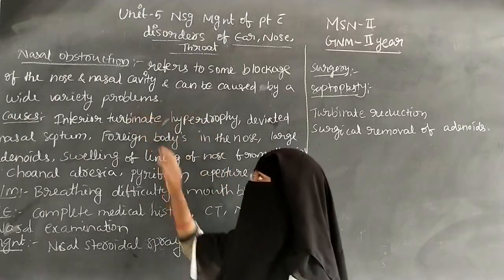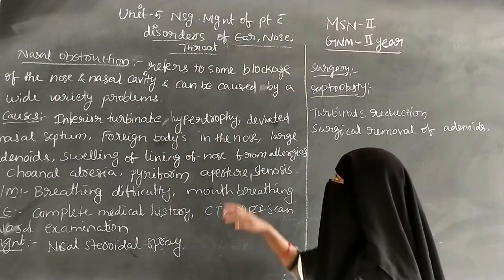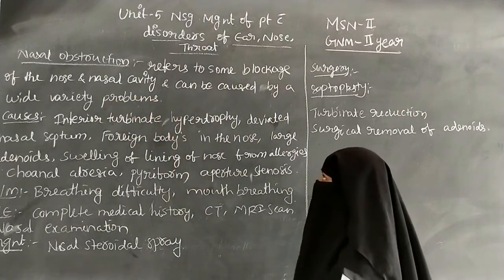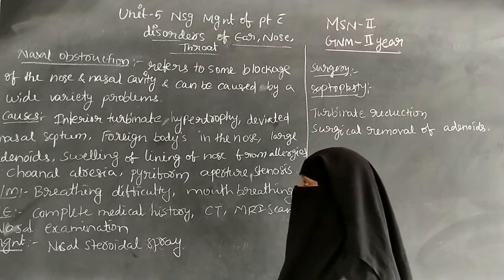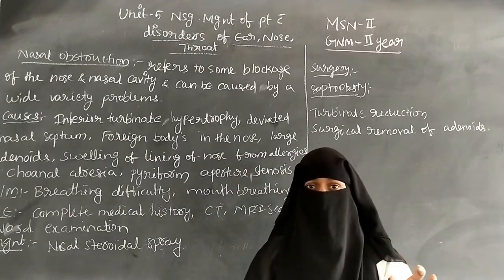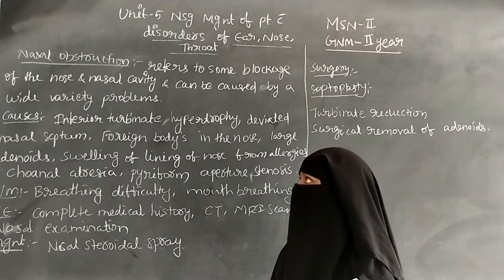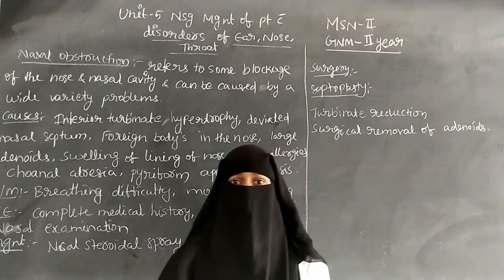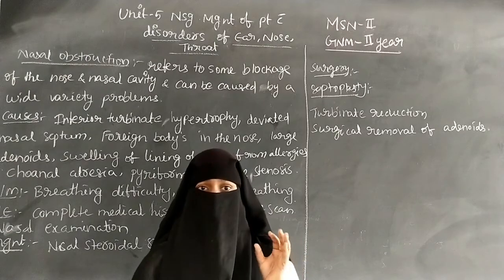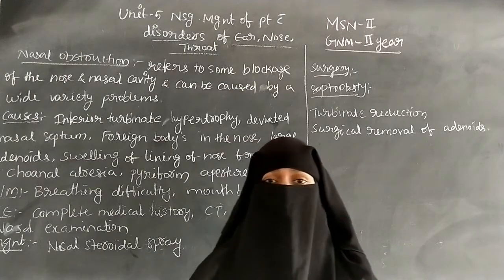The definition of nasal obstruction: it refers to a blockage of the nose and the nasal cavity and can be caused by a variety of problems. So nasal obstruction means there is a blockage in the nose or the nasal cavity because of a variety of problems.